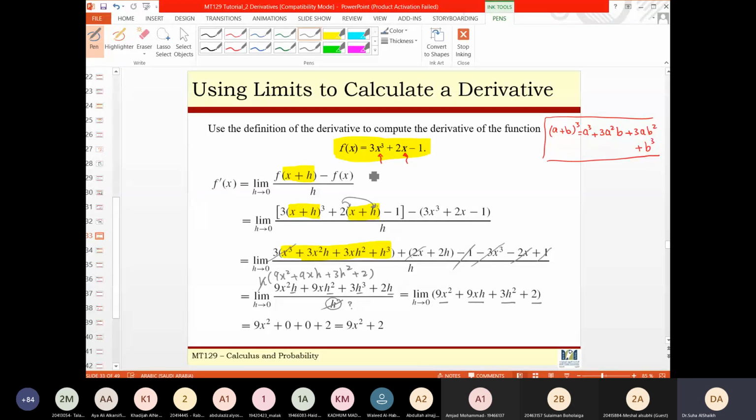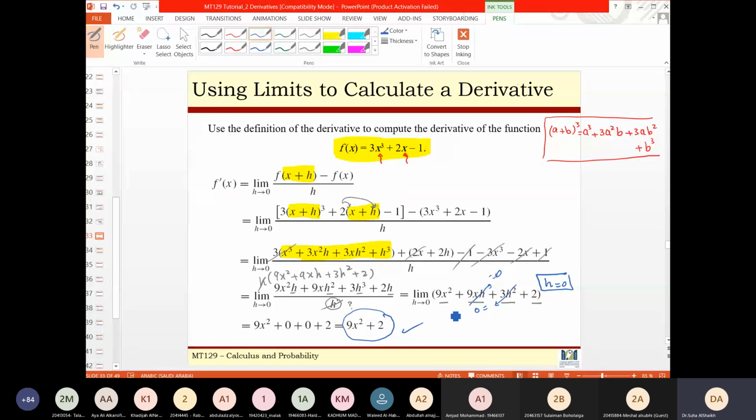Now, since the h down there cancelled, I'm ready to replace my h with 0. This will go with a 0. This will go with a 0. We remain with 9x squared plus the 2. Okay? And this will be the truth.